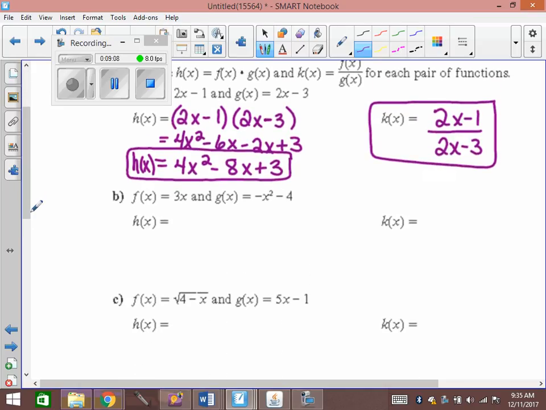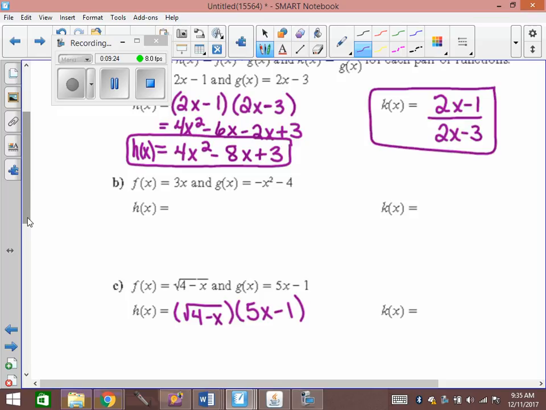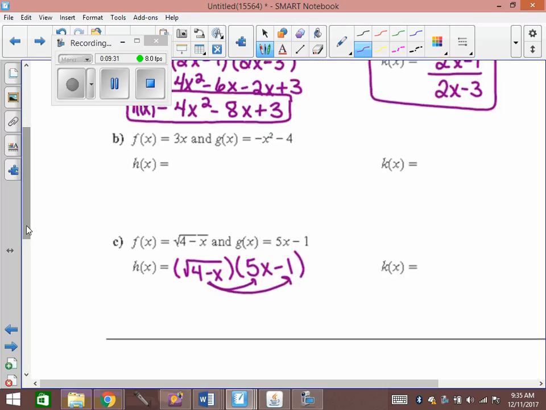We're going to go past B, and we're going to go to C. So h of x is the multiplication. So it's just square root 4 minus x times 5x minus 1. The square root of 4 minus x is a monomial, so you could distribute it in. No, I forgot my markers don't change. So you'd get h of x equals 5x square root 4 minus x minus 1 square root 4 minus x.